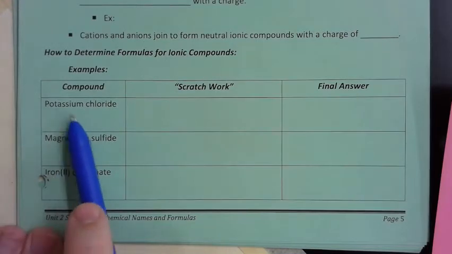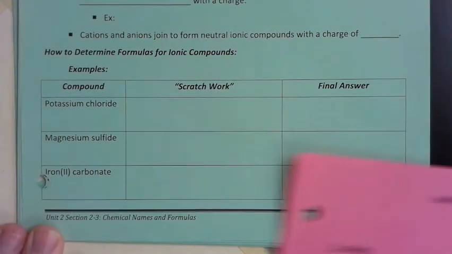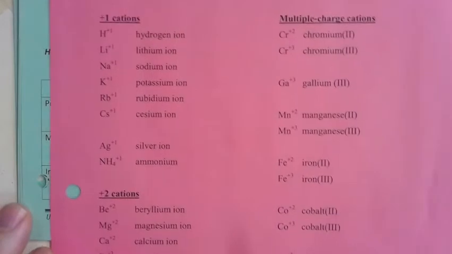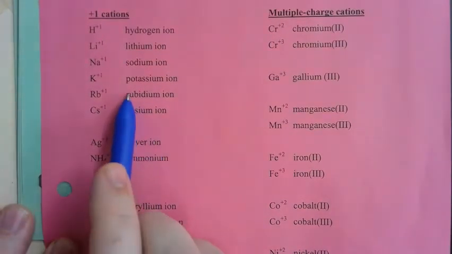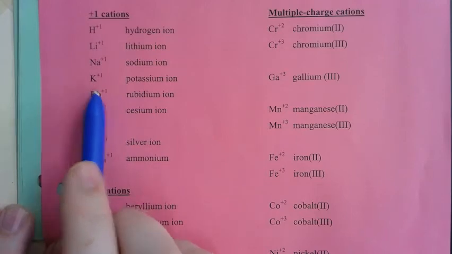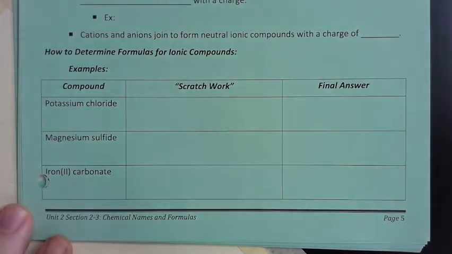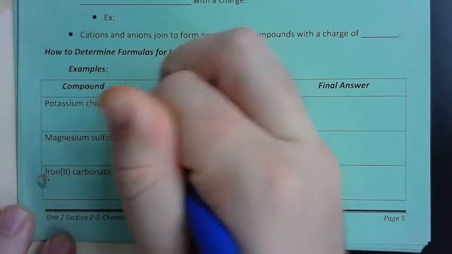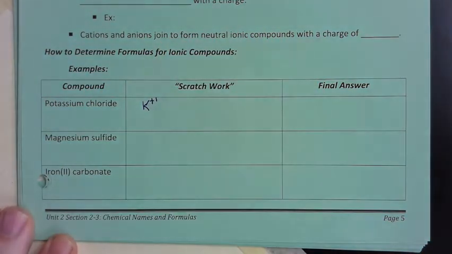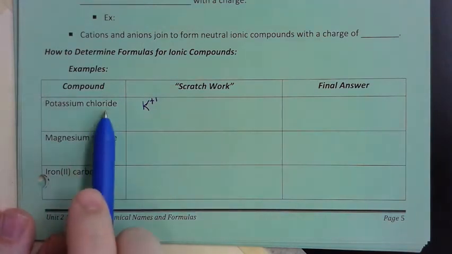So I see my first ion here is potassium. So I want to look on my pink paper for the ion potassium, and I see right here it is K with a positive 1 charge. So I can write that down in my scratch work, K with a positive 1 charge, and that's a capital K. All right, my next ion is chloride.